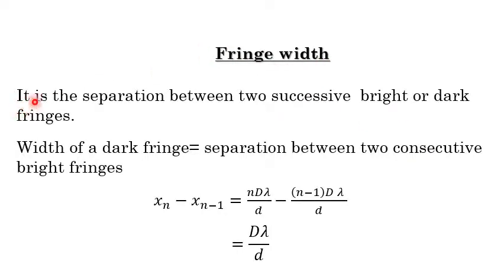Fringe width. It is the separation between two successive bright or dark fringes. So, this is how your bright and dark fringes look. Fringe width is the separation between two successive bright fringes. This is your fringe width, or it is the difference between two successive dark fringes. This is your fringe width. Fine.